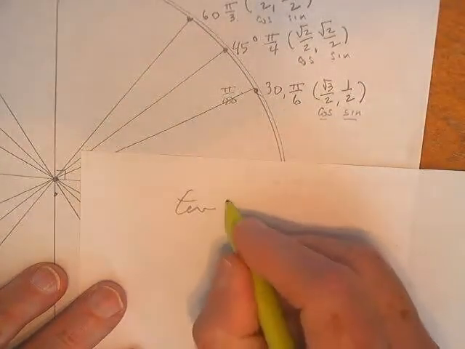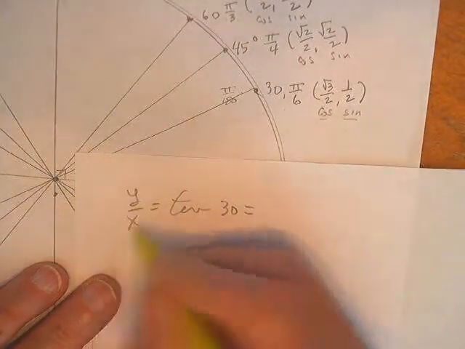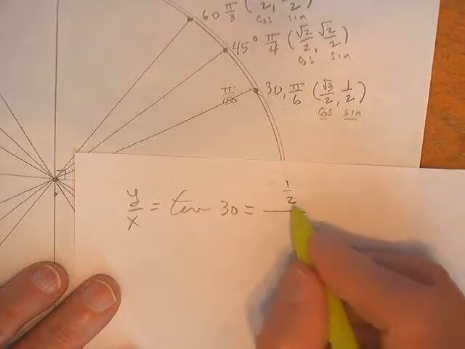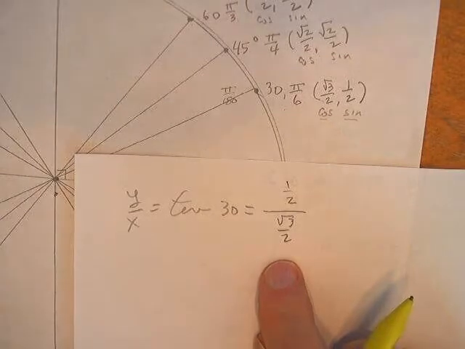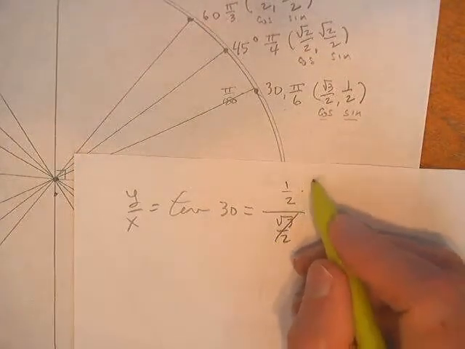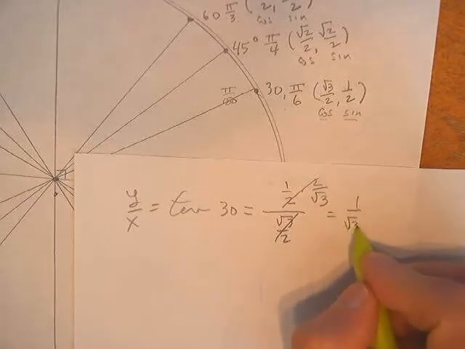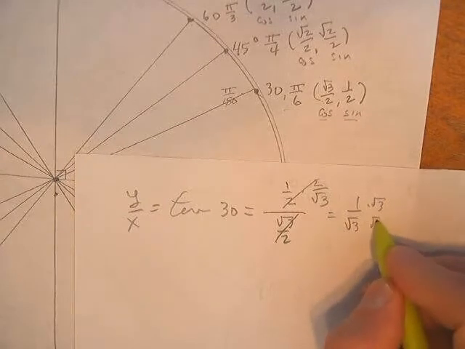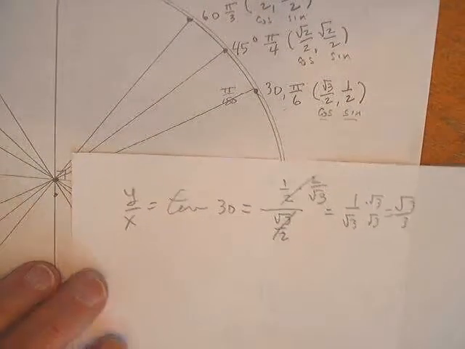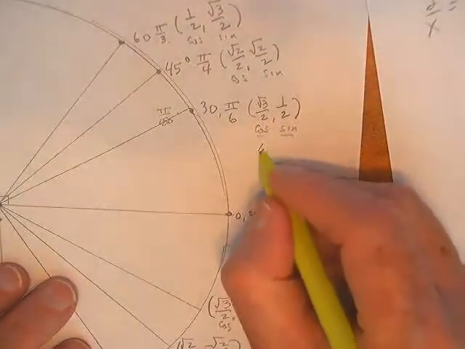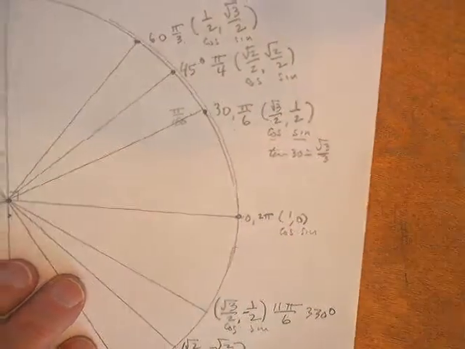Okay, so the tangent of any angle, let's say it's 30 degrees. Tangents are always y over x. So look, the y is a half and the x is root 3 over 2. There's the tangent. Divide by a fraction, multiply by the reciprocal, flip it, the 2's divide, and you get 1 over root 3. Rationalize it, and you get root 3 over 3. Which means for 30 degrees right here, the tangent of 30 is root 3 over 3.